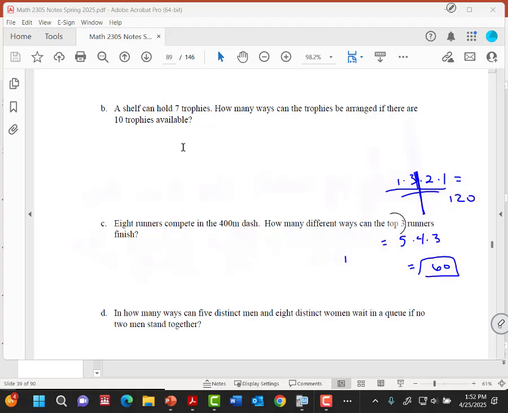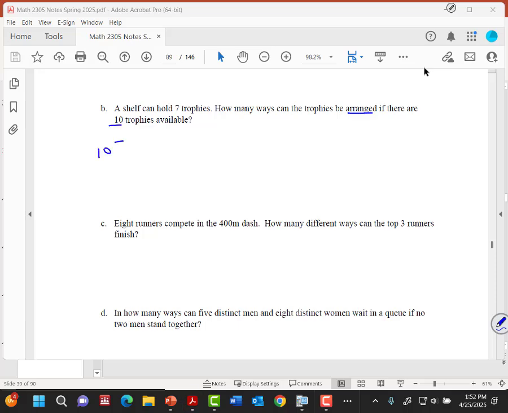So all of these deal with permutations to some degree. Let's take a look at this second one, part B. A shelf can hold 7 trophies. How many ways can the trophies be arranged if there are 10 trophies available?